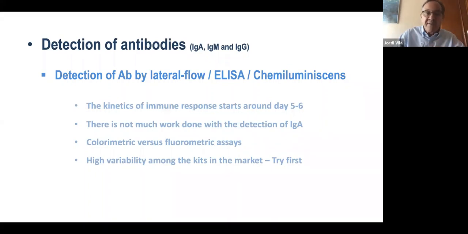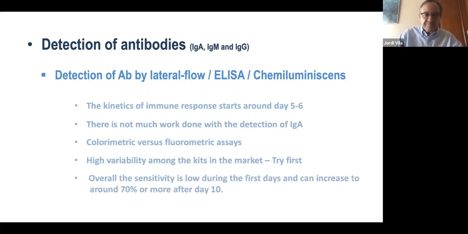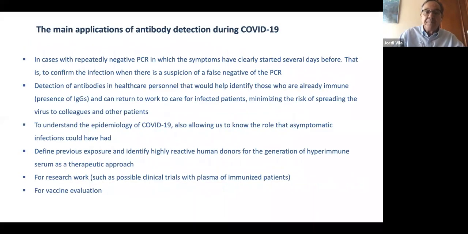There are more than 100 kits in the market that allow you to detect the presence of antibodies in the blood or serum of patients. So my recommendation is to check first the sensitivity and specificity of these kits, which are already in the market. It's very diverse. It can go from 60% sensitivity to more than 85 or 90%. Sorry, the sensitivity is low during the first days and increases to around 70% or more after day 10.